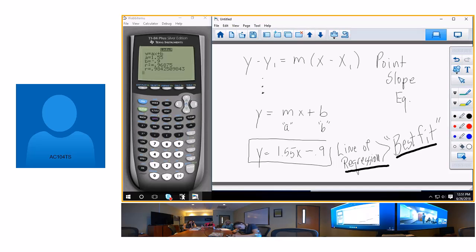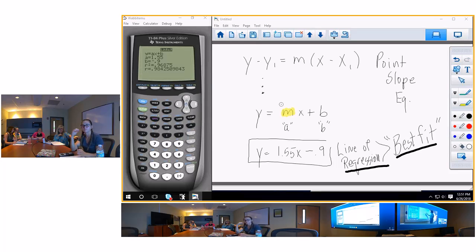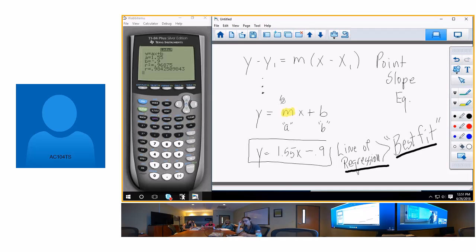Now, let's go back a little bit and talk about what this is right here. This guy right here, what is that? Somebody tell me what that is. That's your slope. A positive slope means left to right up. A negative slope means left to right down. So that A is going to be your slope.